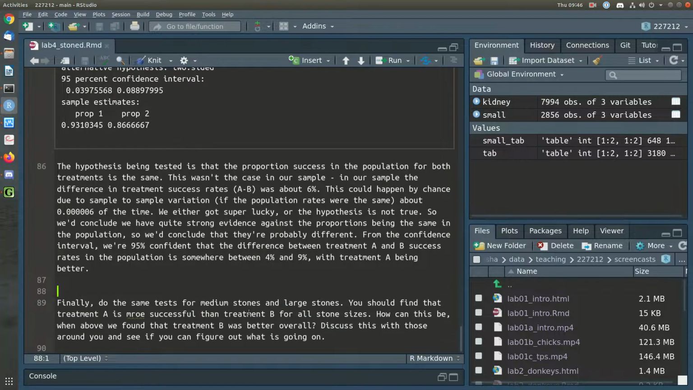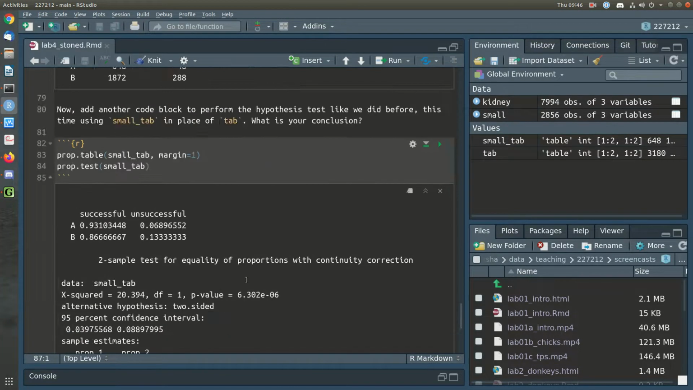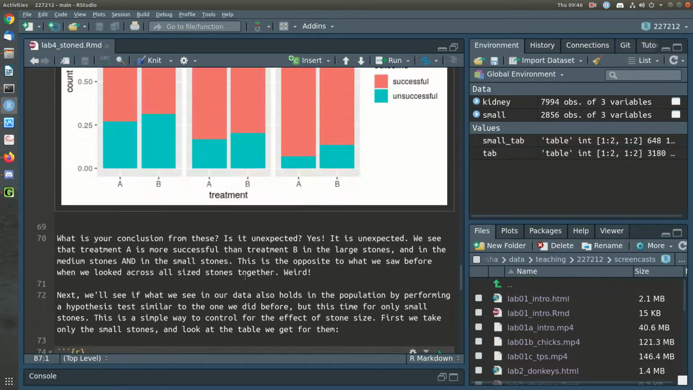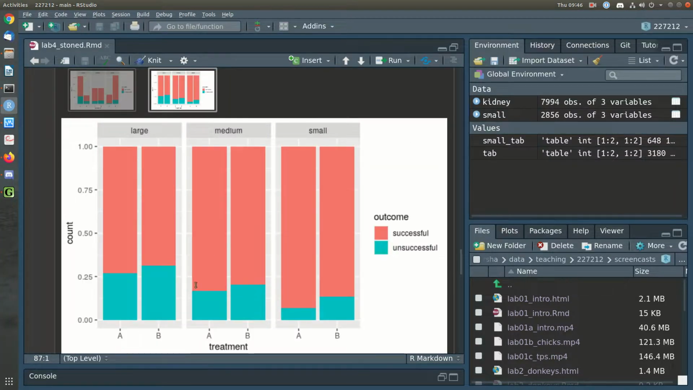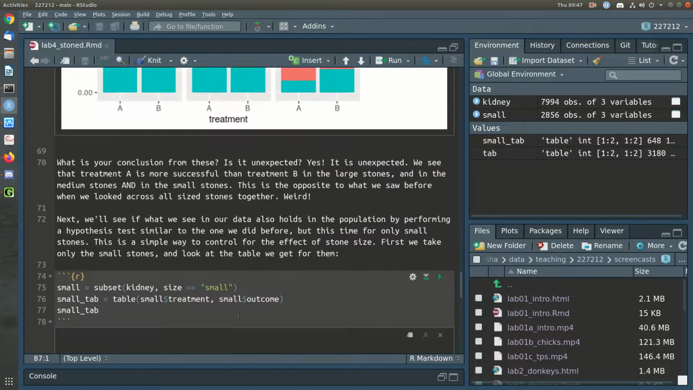Okay, so that's for small stones, and we might expect to get the same thing for the medium stones and the large stones. So looking at it, I can see that maybe the effect size within the medium size stones is a bit smaller, so we'd expect our p-value to be a bit bigger, and for the large stones it'll be somewhere between the two, right? Because the effect size here, the actual difference we observe, is in between the medium sized stones and the small sized stones.